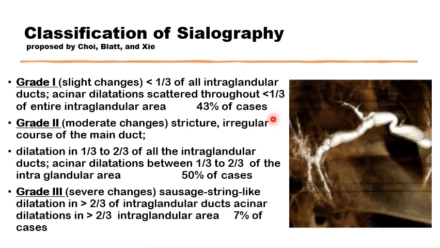The mildest form, grade 1, entails slight changes in the sialectases and extension of the changes into 1/3 of the entire intraglandular area. Grade 2 would reflect moderate changes extending into the 2/3 of the gland, and this would affect almost half of the cases. Grade 3, which is rare, affecting only 7% of the cases, would entail the extension of the disease process into the whole of the parotid gland, with severe dilatation and a sausage-like appearance of the distal duct.